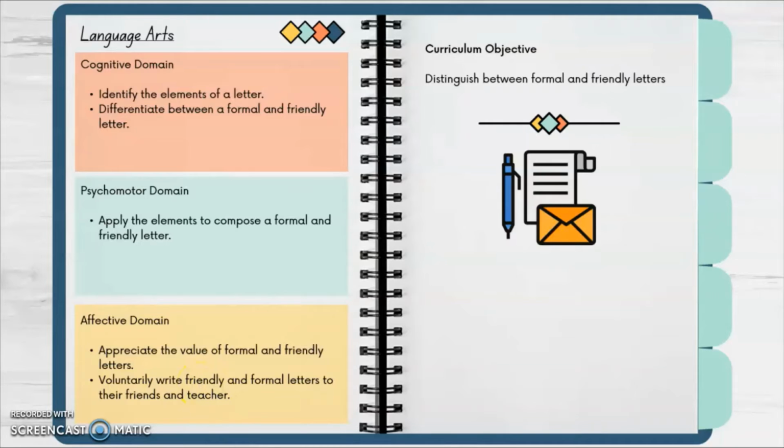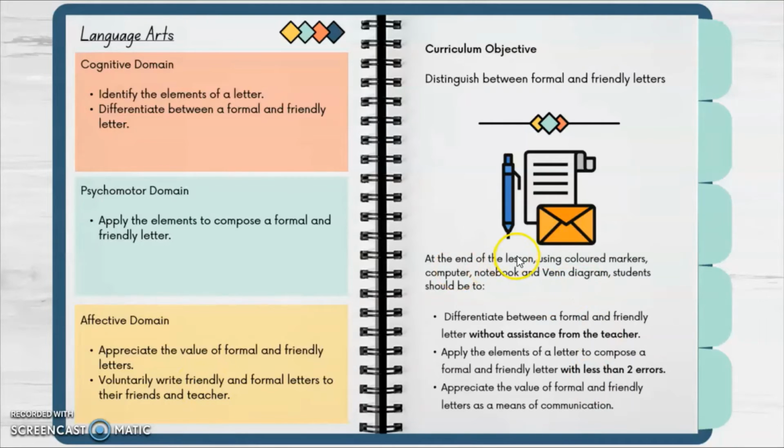And putting it all together, we have, at the end of the lesson, using colored markers, computer, notebook, and Venn diagram, students should be able to differentiate between a formal and friendly letter without assistance from the teacher. That is where the degree comes in. Apply the elements of a letter to compose a formal and friendly letter with less than 2 errors, and appreciate the value of formal and friendly letters as a means of communication. Yes, so that is how you would put all of the 3 domains together to create your objectives.